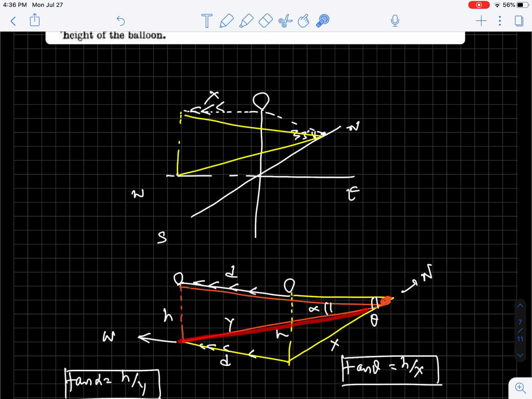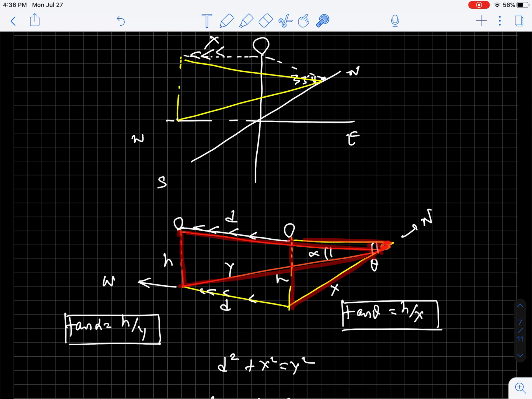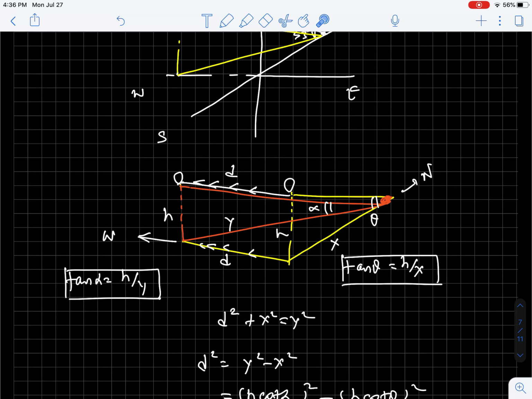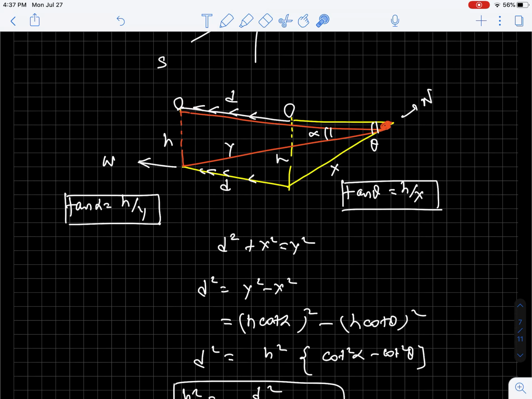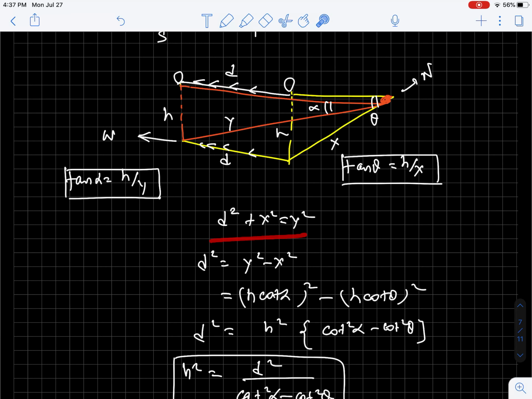You can get two right triangles. See here, two right triangles. According to one right triangle, tan theta equal to h by x, or x equal to h cot theta, or for this right triangle, tan alpha equal to h by y. So tan theta equal to h by x, tan alpha equal to h by y.